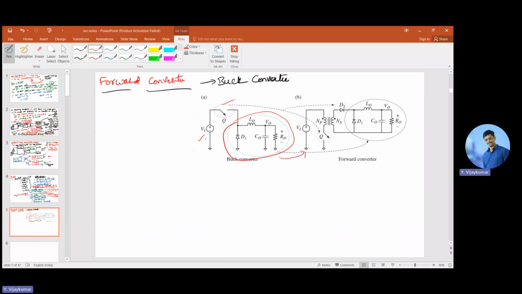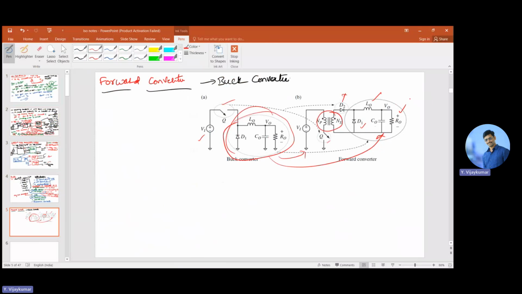The input source is the same here, and we are going to have the high frequency transformer, and we have a switch, and then we have a diode D2. We have kept an extra one here, and this converter circuit we have kept as the forward converter. Okay, and on the output side, we have R naught, L naught, and D1, which are identical to the buck converter operation. Okay, so these are the same as in the buck converter.